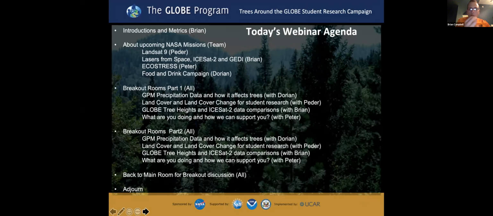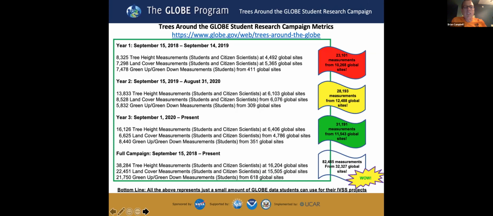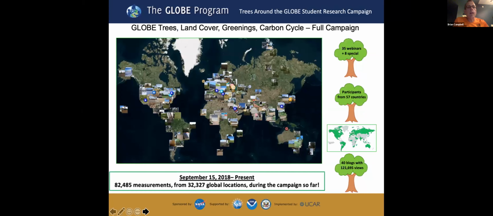All right, so a little bit of the metrics, and I'm going to call your attention down to the bottom. This is the full campaign metrics so far since September 15th, 2018. We have over 38,000 tree height measurements coming from over 16,000 global sites, over 22,000 land cover measurements coming from over 15,500 sites, and over 21,000 greenings, or green up, green down measurements coming in from 618 global sites. And here's where they're all coming from. They're all over the place.